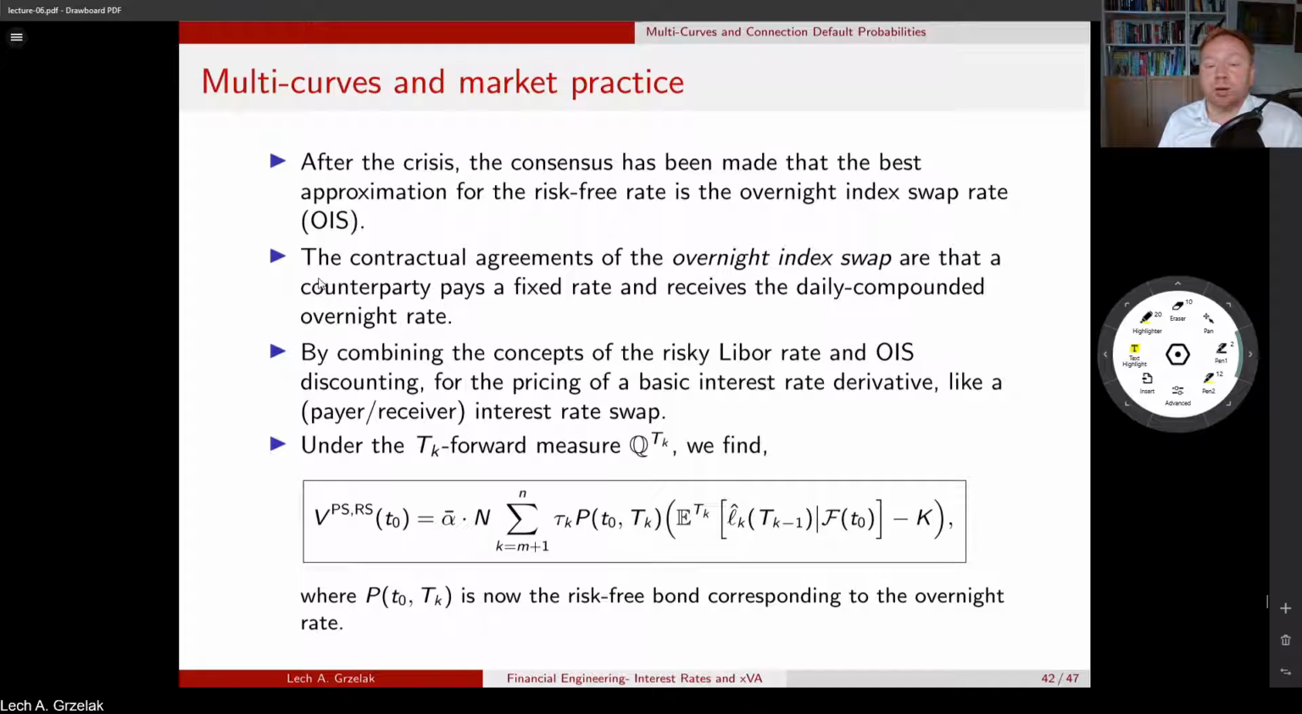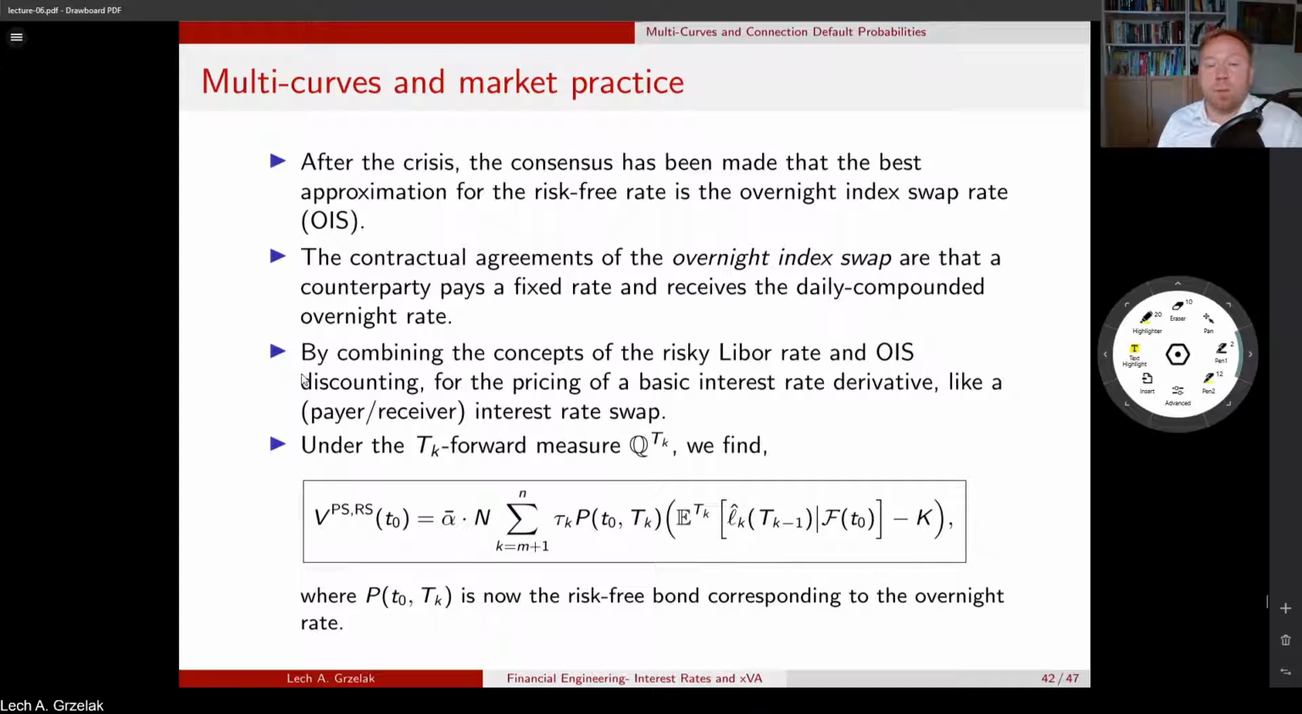The contractual agreement of an overnight index swap is that a counterparty pays a fixed rate and receives a daily compounded overnight rate. So this is more specification of what is behind this one-day curve, that we have this daily compounded overnight rate. That's all associated with the risk-free rate.